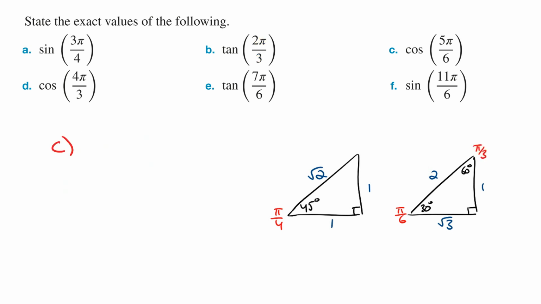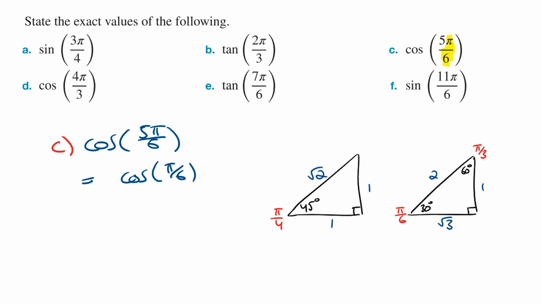Part C. We want the cos of 5 pi on 6. And so ignoring the number in front of the pi, we're left with pi on 6, which is going to be the basic angle. And so the cos of 5 pi on 6 is equal to the cos of pi on 6.